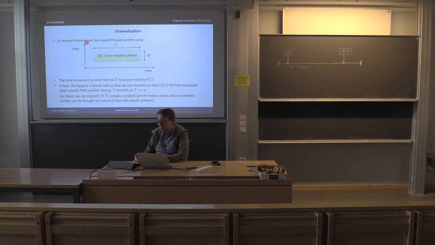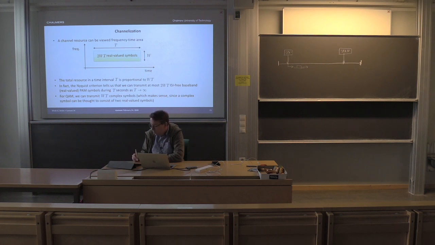Channel resources can be viewed as a frequency time area. So we have time on this axis and then frequency on this axis. So we have some bandwidth and some time. And inside this green square here, we would like to transmit data. Okay, so we would like to have signals which are contained in this time frequency square.